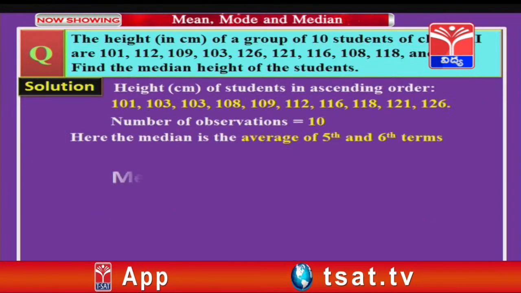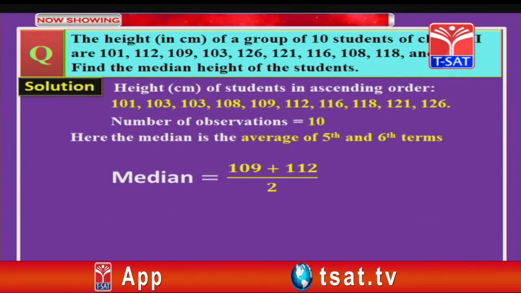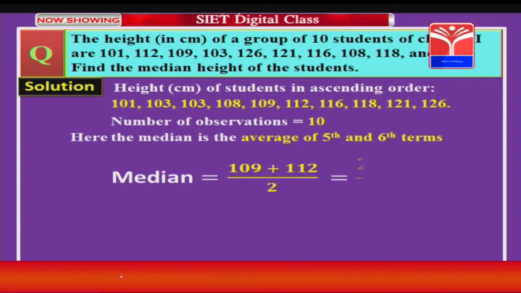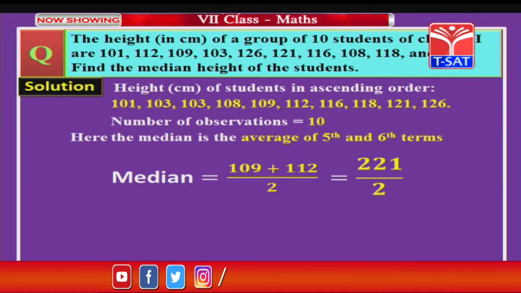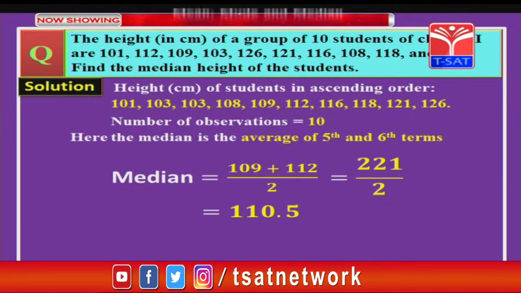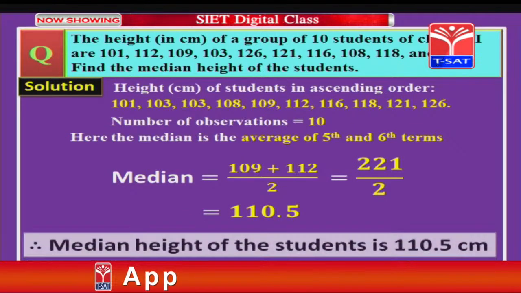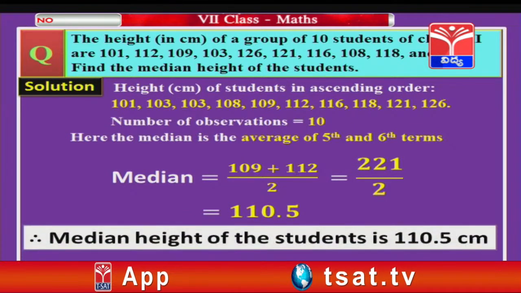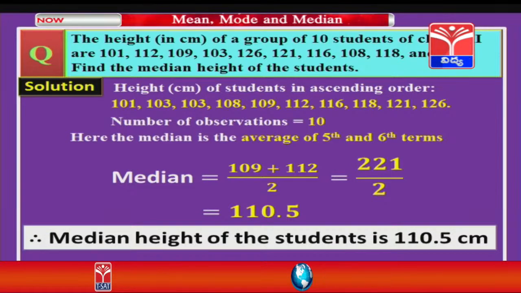Let us find the average now. So, median is 109 plus 112 by 2. On adding you get 221 by 2, and on dividing 221 by 2 we get 110.5 centimeters. Therefore, the median height of the students is 110.5 centimeters. Let us move on to our next problem.